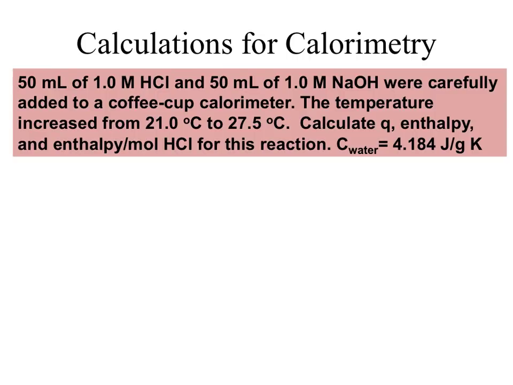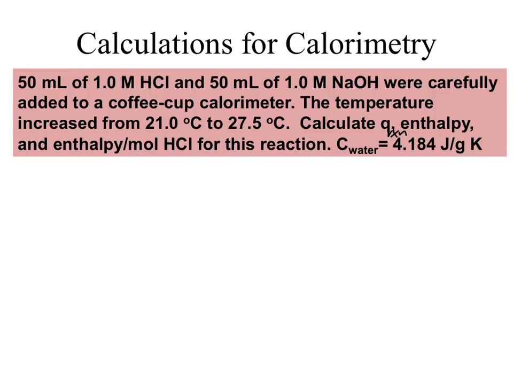When we mix these two solutions, the temperature changes from 21 degrees C to 27.5 degrees C. They want us to calculate the Q of the reaction. They want us to calculate the enthalpy value. And they want us to calculate the enthalpy value per mole of HCl for this specific reaction.